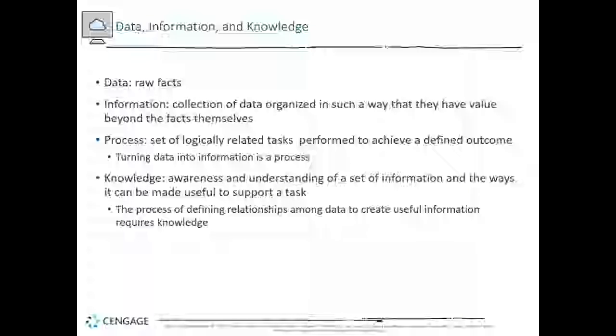Data, information, and knowledge. Data is the raw facts. Information is a collection of data organized in such a way that they have value beyond the facts themselves. Process: a set of logically related tasks performed to achieve a defined outcome. Turning data into information is a process. Knowledge is awareness and understanding of a set of information and the way that it is made useful to support tasks. The process of defining relationships among data to create useful information requires knowledge.